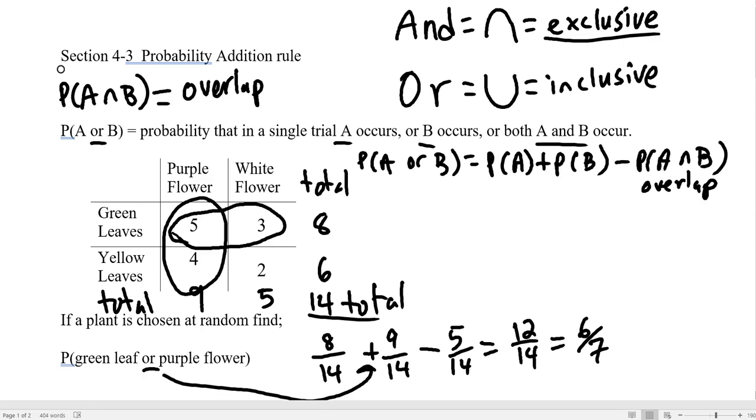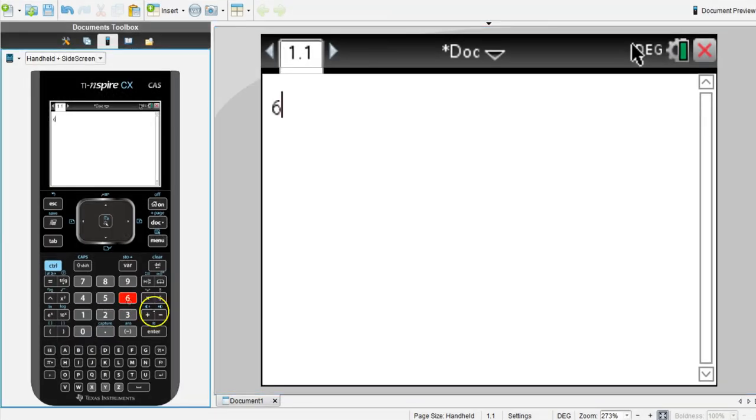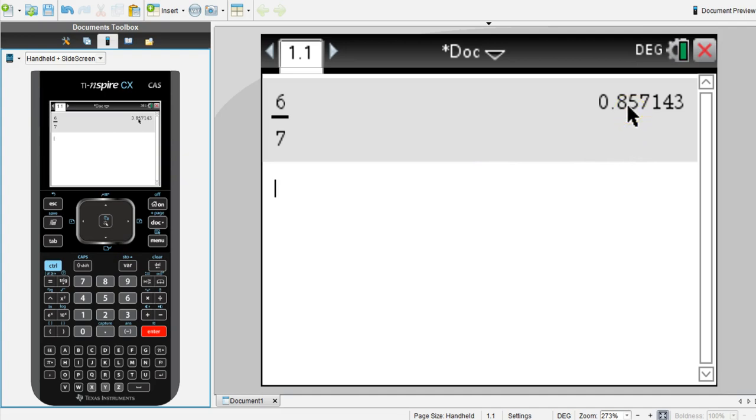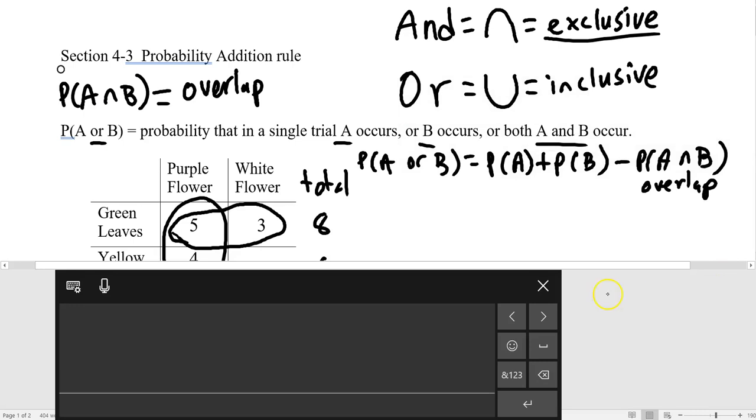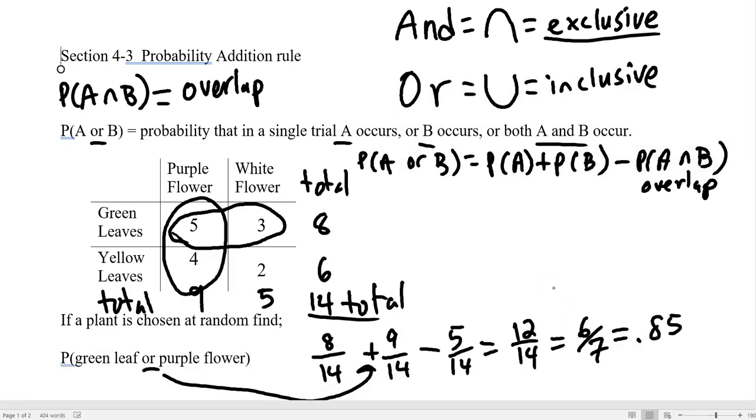And I'll keep going back to the calculator, but 6 out of 7, so 6 divided by 7, is 0.857. So notice what? "Or" means we are going to add, but we have to subtract that overlap.